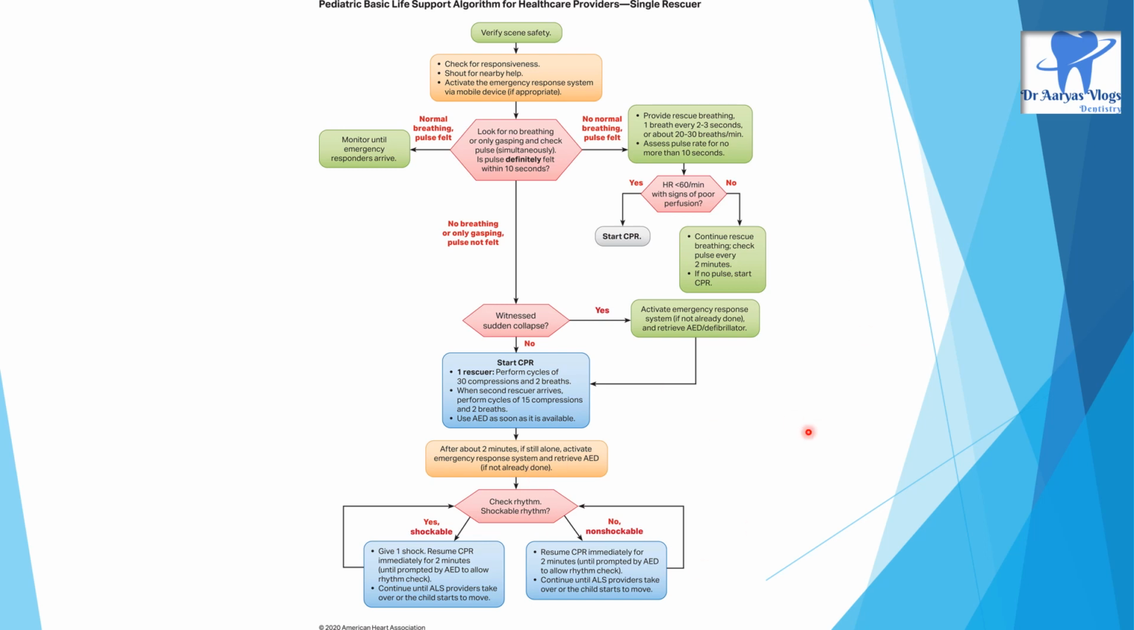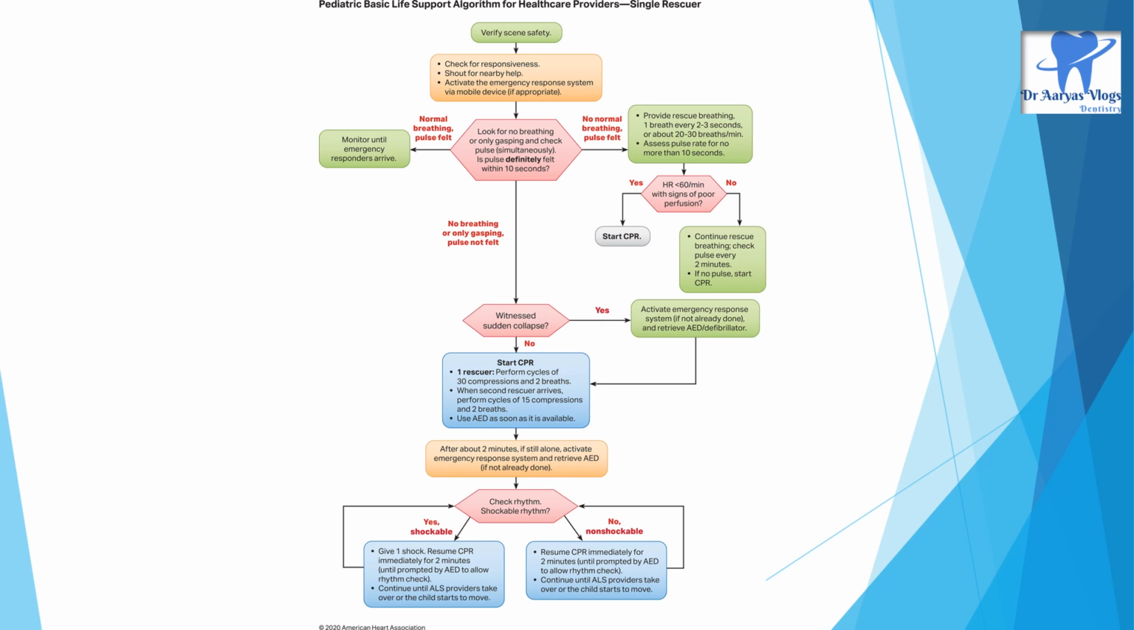After about 2 minutes, if still alone, activate the emergency response system and retrieve the AED if not already done. Check the rhythm, that is, whether it is a shockable rhythm. If it is shockable, give 1 shock. Resume CPR immediately for 2 minutes until prompted by the AED to allow a rhythm check. Continue until ALS providers take over or the child starts to move. If it is a non-shockable rhythm, resume CPR immediately for 2 minutes until prompted by the AED to allow a rhythm check. Continue until ALS providers take over or the child starts to move.